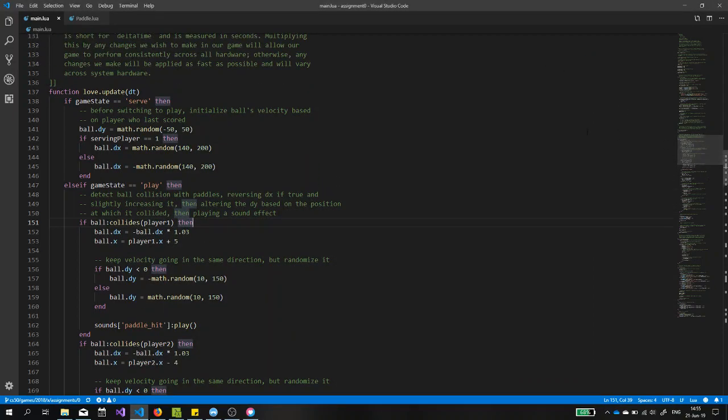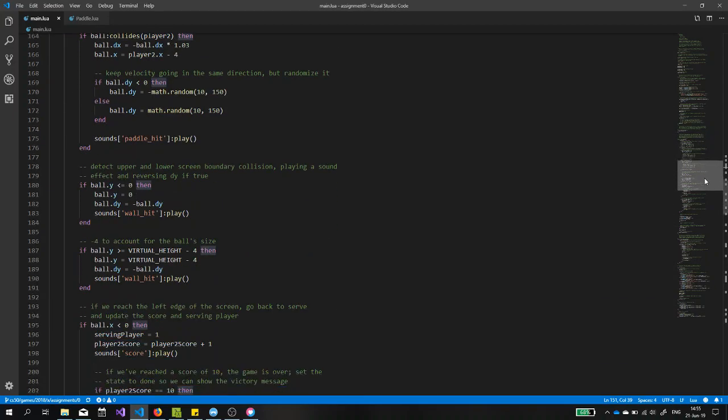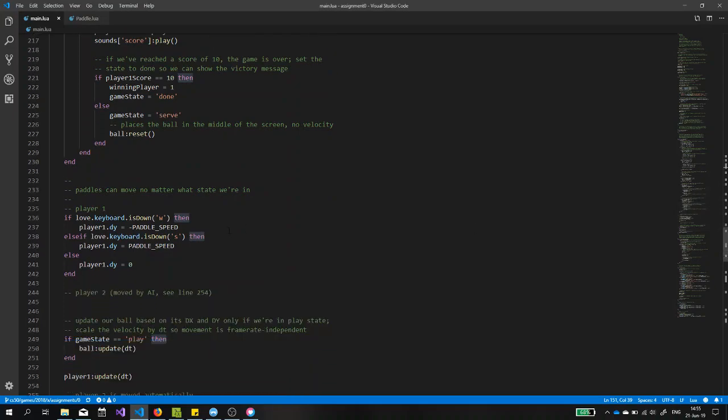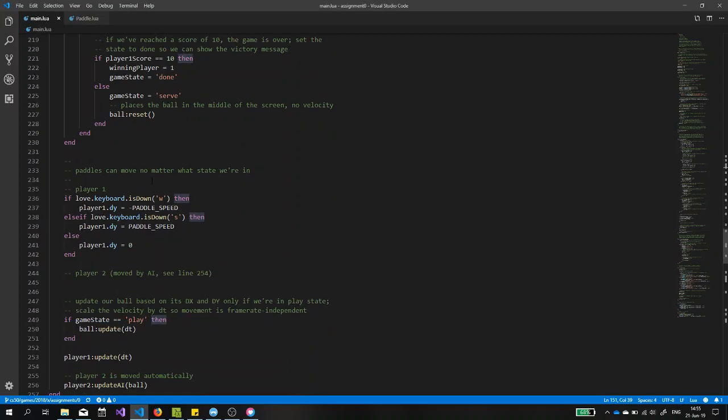In the love.update function, we have a section where the player paddles are updated. For player one, like we have learned in the lecture, if the key W is pressed, the paddle goes up, and if the key S is pressed, the paddle goes down.